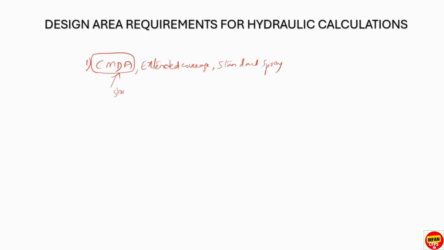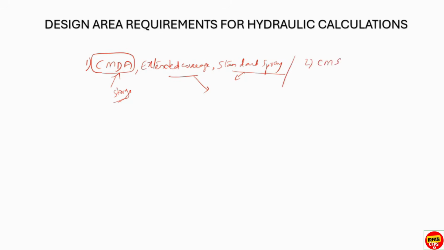CMDA is for storage hazards. We can use a CMDA sprinkler, which works on the density area method. Extended coverage sprinklers, like extended coverage upright, extended coverage pendant, or extended coverage sidewall sprinklers, if you have them in your project, we can consider the procedure which I'm explaining to you now. If you have standard sprinklers, like standard upright, standard pendant, and standard sidewall sprinklers, then also we have to consider this procedure only.